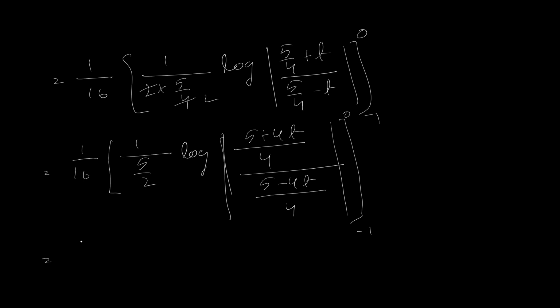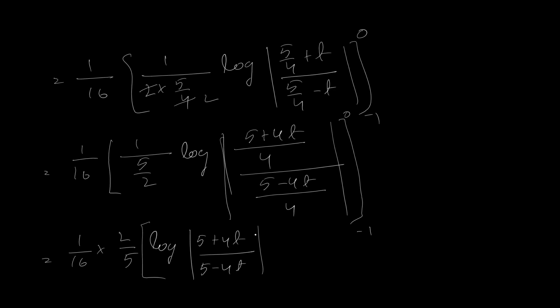So ultimately this is 1 by 16 into 2 by 5 log of (5 plus 4t) by (5 minus 4t). The 5 minus 4t is constant so it will be outside, and this is our limit, minus 1 to 0. Now if I do this, you see 2 eights are 16.